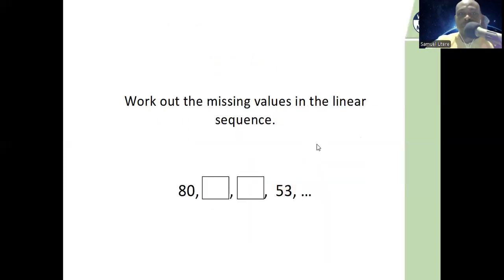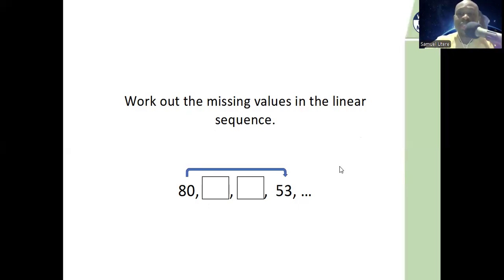All right, so here is this one. We're told to work out the missing values in the linear sequence. You're thinking, wow, this one is interesting. We know the first term, but we have the second term and the third term missing. How do we go about this?